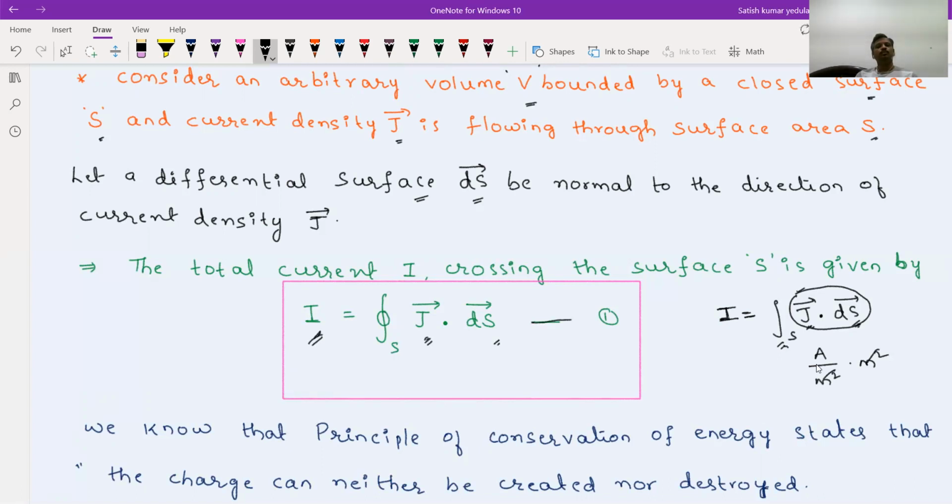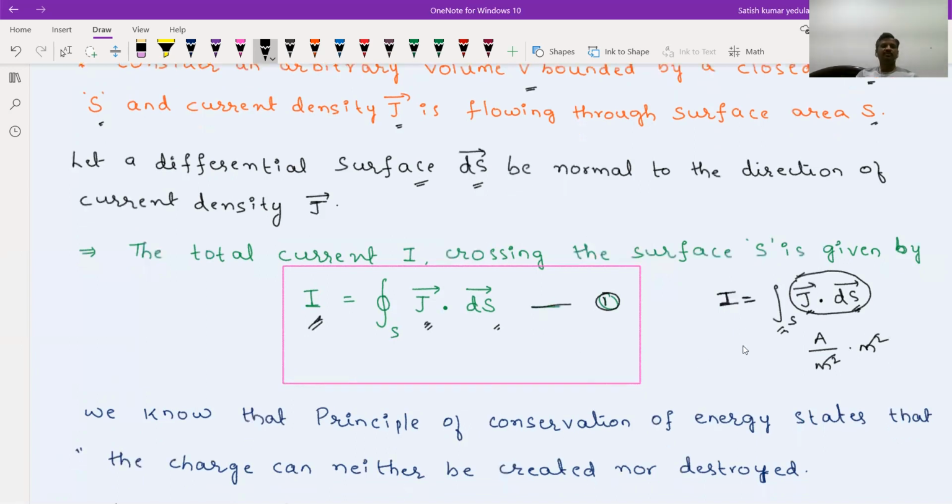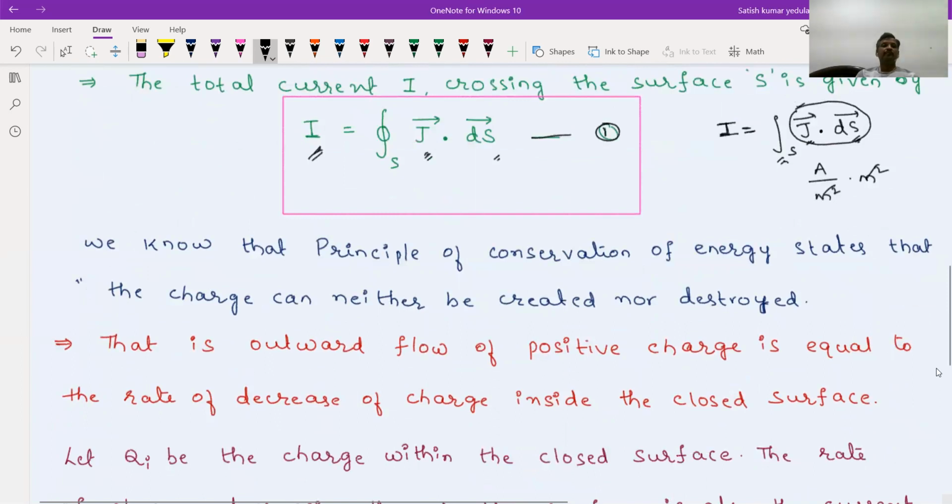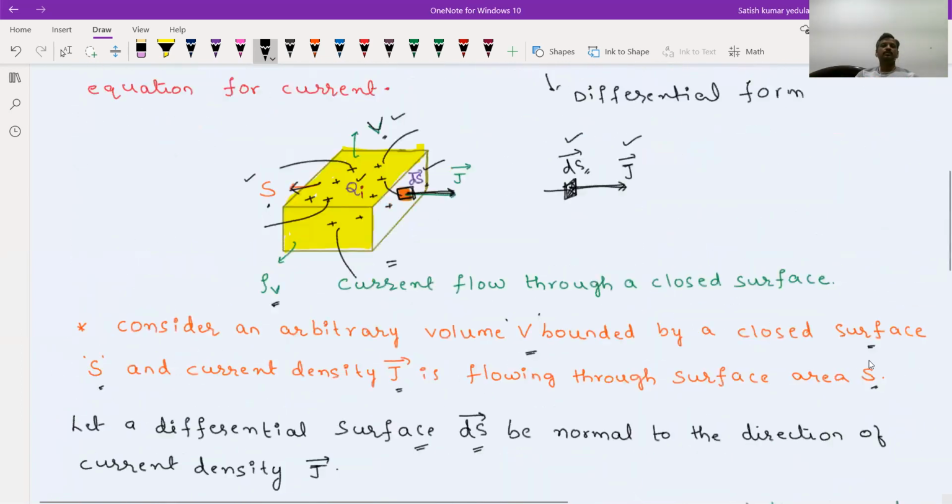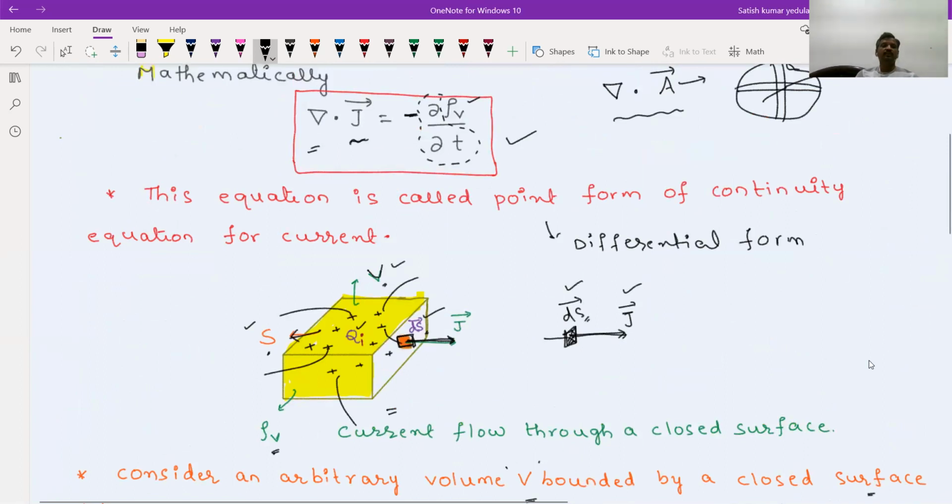This is your first equation of current. You need to similarly get the expression for another current, and when we equate both these currents, you will get the continuity equation, in both integral form and point or differential form. What happened here is that there are n number of charges inside this closed surface. After a particular time, a few charges have come out. Because of that, I have given the expression for I.